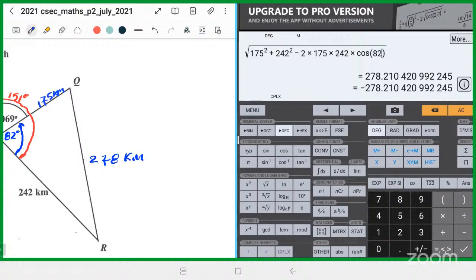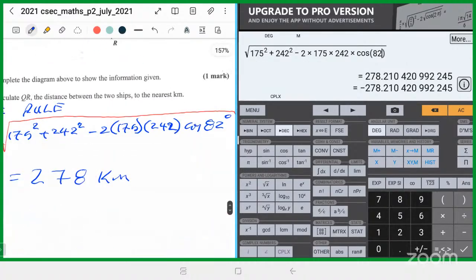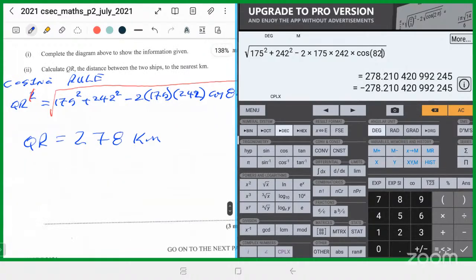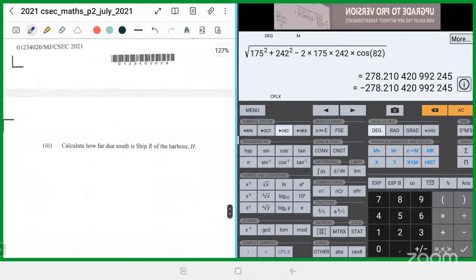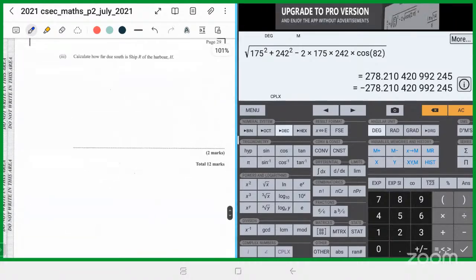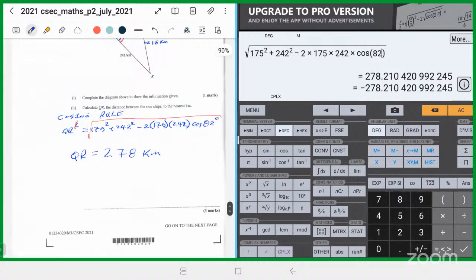That's what this side is equal to. 278. Now it wants a bearing, right? Oh, it says calculate. Let's see if it wants a bearing. Alright, this one doesn't want the bearing. This one doesn't want the angle.